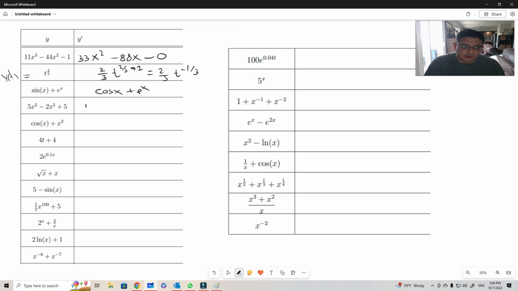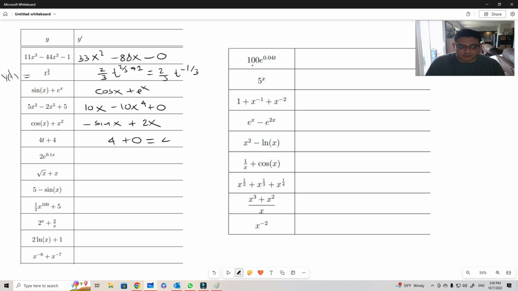Here, again, we have another sum. This is just 10x minus 10x to the 4 plus 0, since phi becomes 0. The derivative of cosine of x is minus sine of x, and the derivative of x squared is 2x. So we add those up. The derivative of 4t, assuming y is a function of t, of course, is 4 only, because t becomes 1 and 4 becomes 0. So this is 4 plus 0, 4.